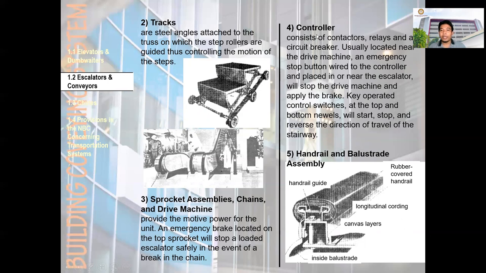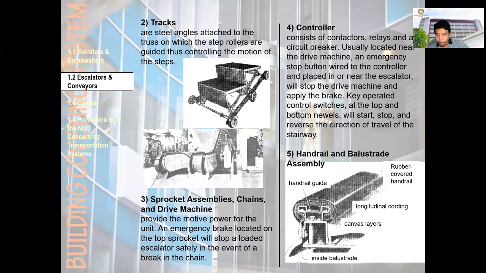Next, we have the controller. It consists of contactors, relays, and a circuit breaker, usually located near the drive machine. An emergency stop button, wired to control, placed in or near the escalator, will stop the drive machine and apply the brake. Key-operated control switches at the top and bottom newel wheels will start, stop, and reverse the direction of travel of the stairway. And then you have the handrail and balustrade assembly.